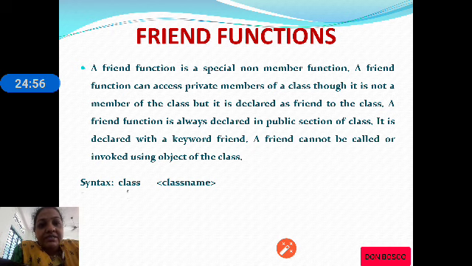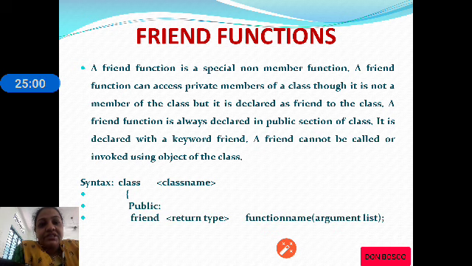Friends are allowed to access the private members of the class. A friend function is not a member, it is a friend to the class. You can see the syntax: class name, and in the public section, always we have to write the friend function in the public section: friend, return type, function name and the argument list.